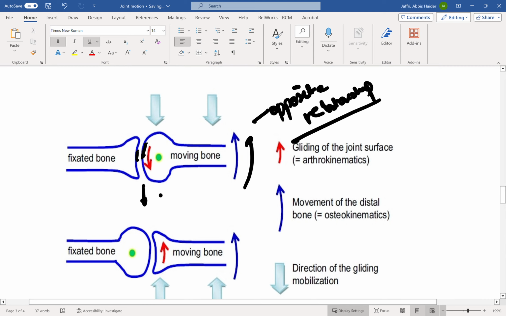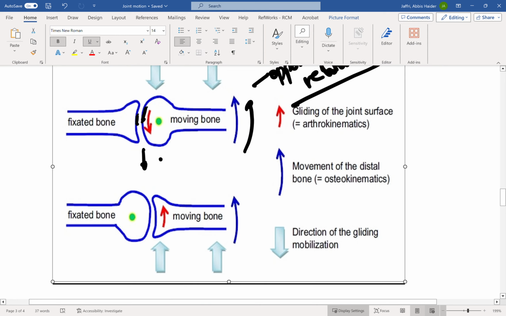The example of that is shoulder abduction. In the shoulder abduction, when the head of the humerus is moving upwards, like it's rolling upwards, then the glide is in the inferior direction. Okay, so that is a very cardinal example of your concave convex rule.